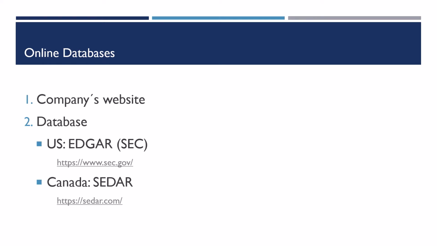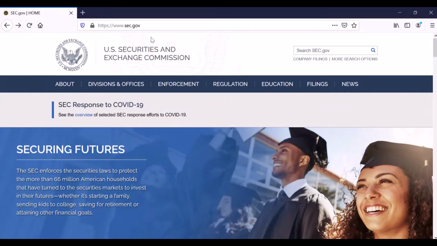As a matter of fact, the US and Canada have two separate databases. In the US, it is called EDGAR, and in Canada, it is called CEDAR. So let's have a look at these two databases step by step and start with EDGAR, the US version.